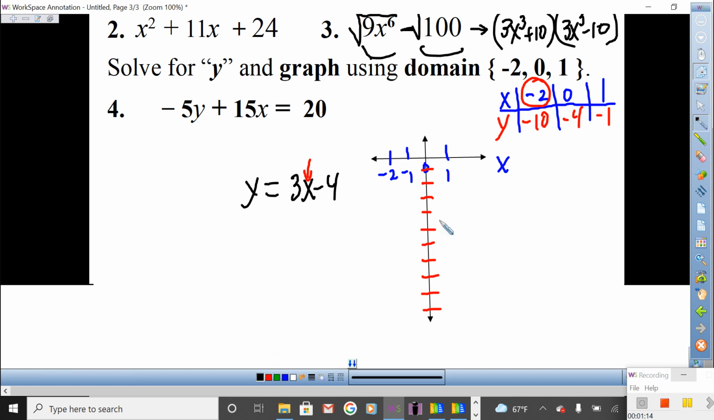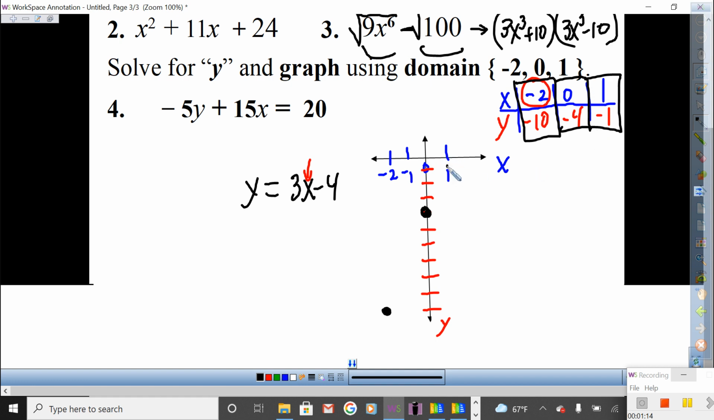All right. So let's graph. Negative 2 of x, negative 10 of y is down here. I forgot to label my axes. There it is. All right. Next, 0 of x, negative 4. 0 of x, 1, 2, 3, 4. And last, 1 of x, negative 1 of y. And then, from left to right, connect your points. Arrows at the end. There you go. And you've got something like that.